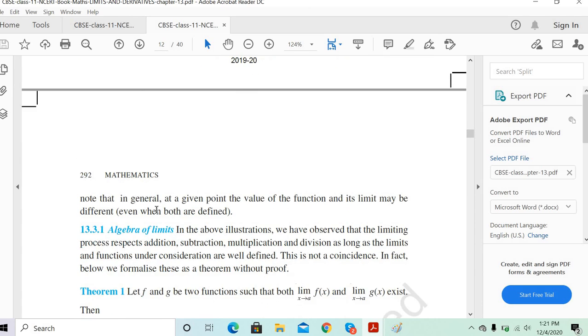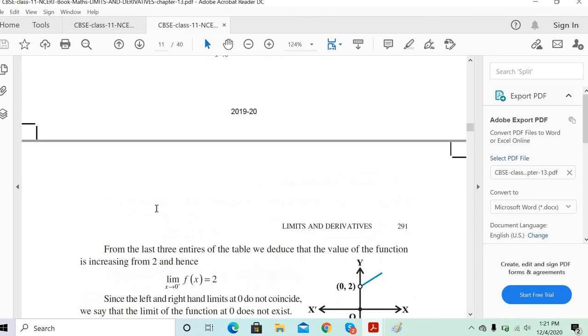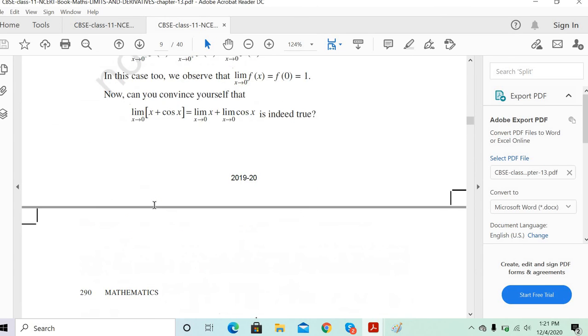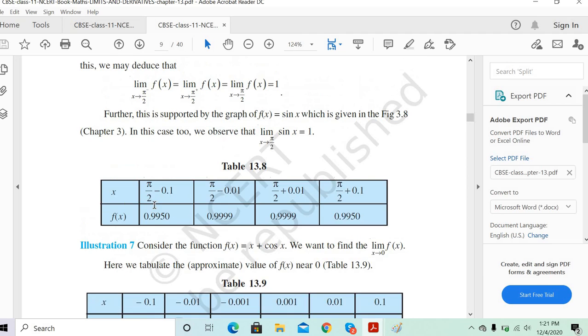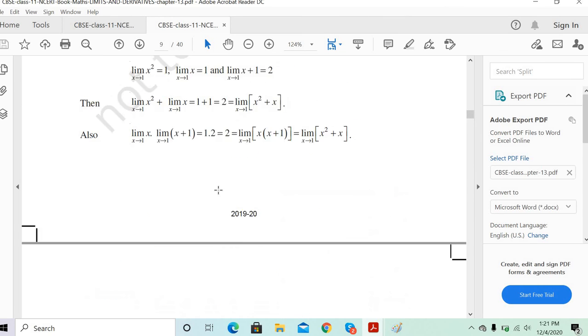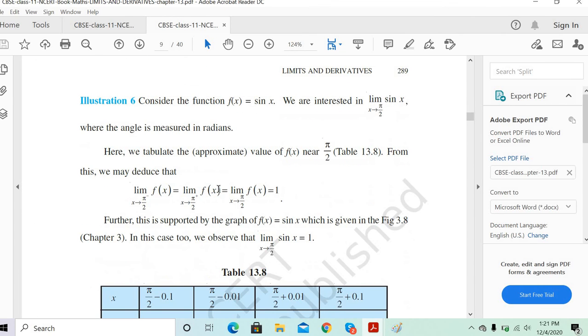Multiplication. Okay, go to illustration 6 now. So pi by 2 is taken as 90 degrees, right? Yeah, pi by 2 is 90 degrees, correct. Here they have given it in terms of illustration 6 only. No problem.